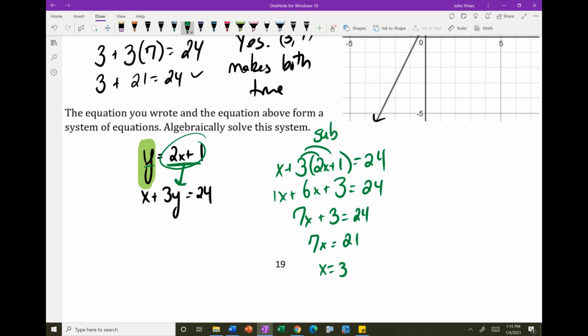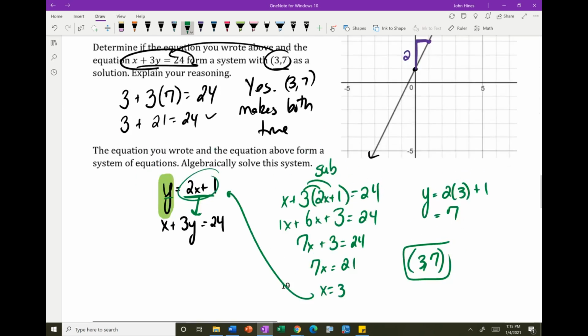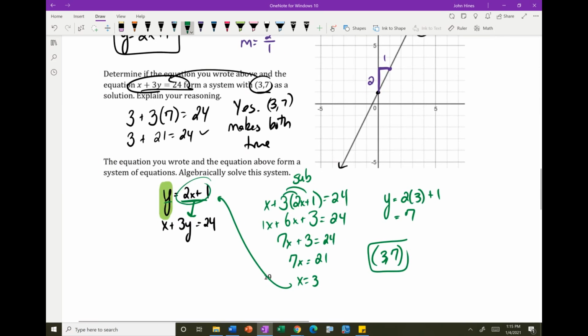But we're not done yet, because when we solve a system, I need x and y. So I've got to plug it in. y equals 2 times x plus 1. x is 3. y is 7, which we already knew because we did it up there. But I just wanted us to practice substitution.